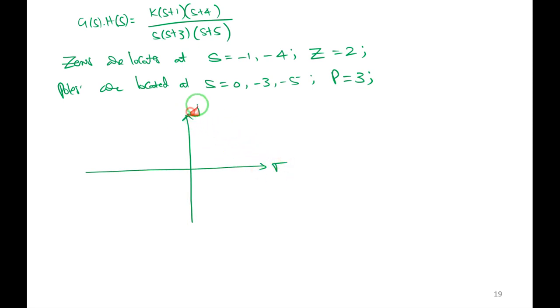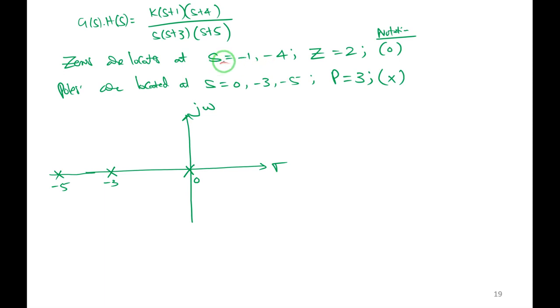In the sigma j omega plane, I will try to locate the poles and zeros. At 0, one of the poles is there. Poles are marked by cross and zeros are marked by circle. This is the notation. Zeros by circle, poles by cross. At 0, -1, -2, -3, and -5. I have located poles at 0, -3, and -5.